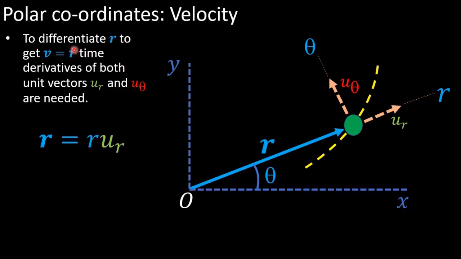So to differentiate r to get v equals r dot, time derivatives of both unit vectors u sub r and u sub theta are needed. So if we want to describe what the particle's velocity is, we need to know how u sub r and u sub theta are changing in time.